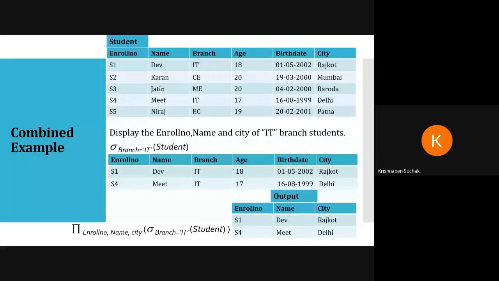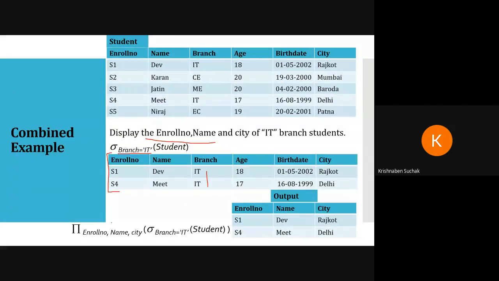Now let us see a combined example of projection and selection, how it works. My first question is: display the enrollment number, name and city of IT branch students. First I will consider the selection operation, sigma branch equals to IT. So the students whose branch is IT, they only will be displayed here. Here S1 and S4, Meet and Dev, their branch is IT, you can see here. So we have displayed that.